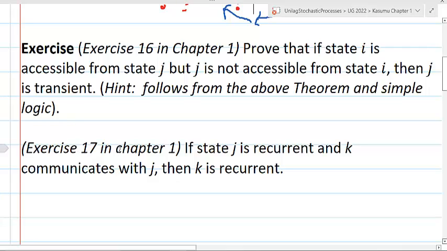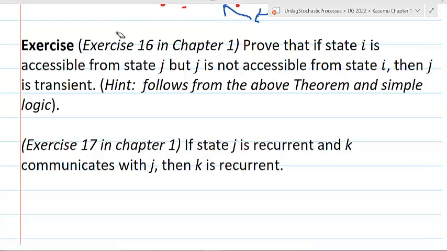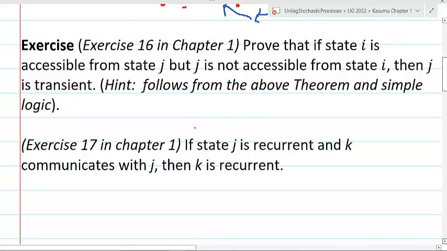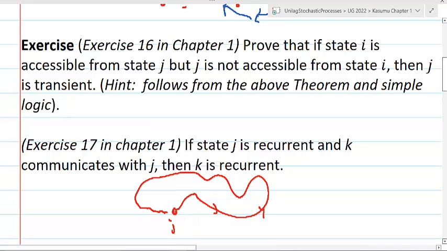Exercise 17 is a little harder to prove. Exercise 17 says, if state J is recurrent and K communicates with J, then K is recurrent. Now let's see if we can visualize this with a picture. We're given the information that J is recurrent. So let me start with state J. That means every time I go out from J, it will always come back to J. No matter what path I take, I might go out on a different path, but no matter what path I take, I will always at some point come back to J.